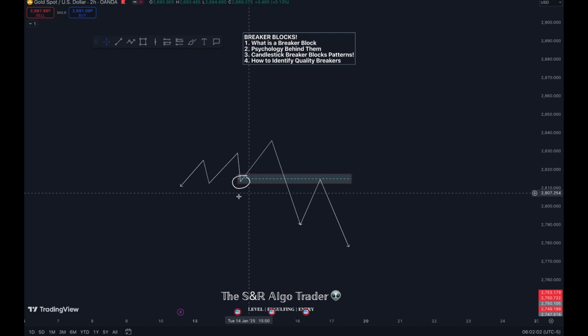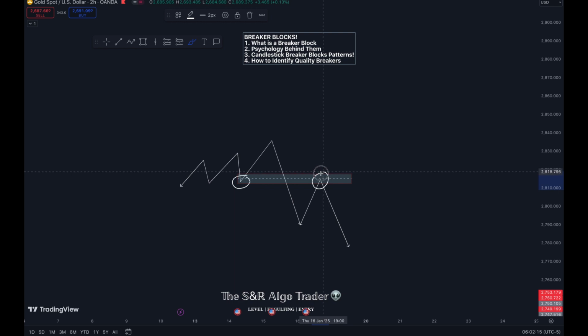It was supposed to support price and push it up, but it failed. So once price breaks through it, it becomes a resistance level, the opposite of its previous character. This was a support level, but it failed to support the price and push it up, so it becomes a resistance level here.